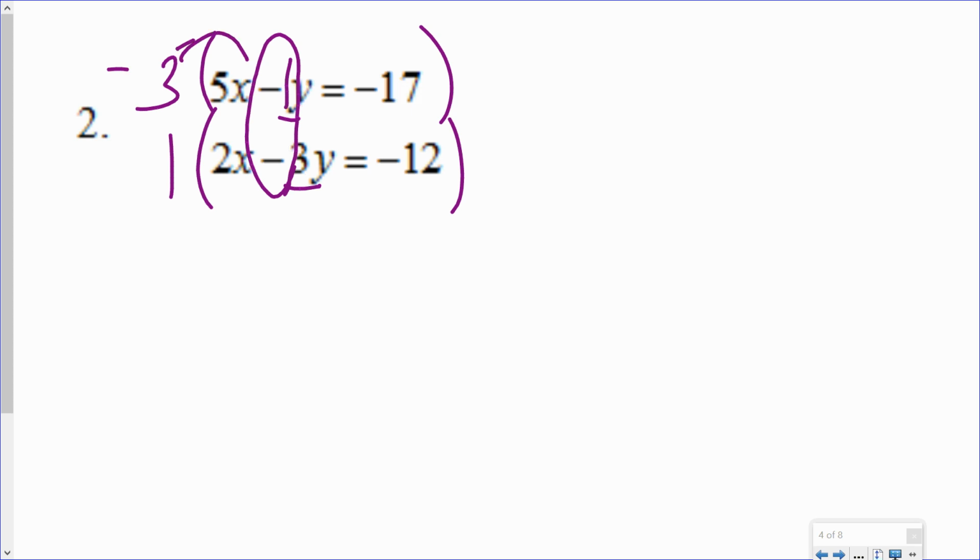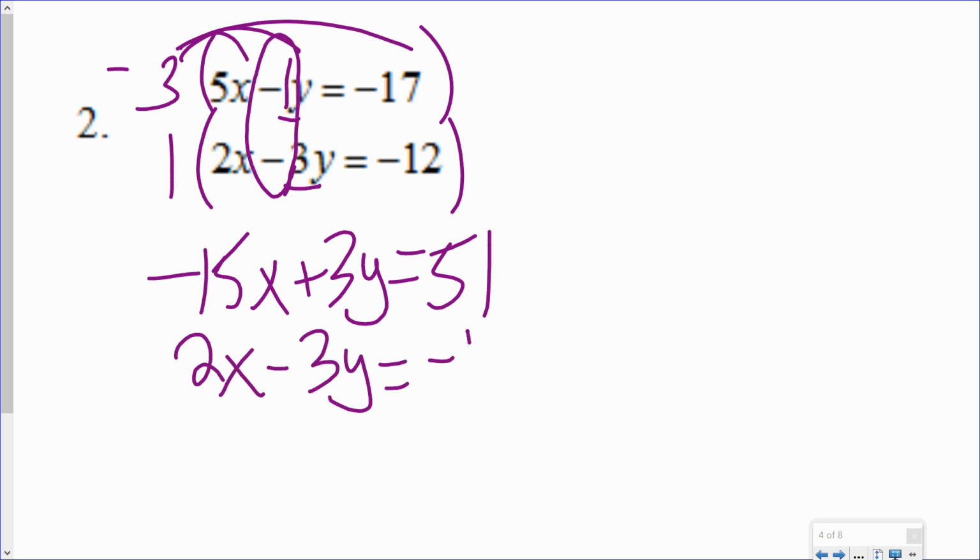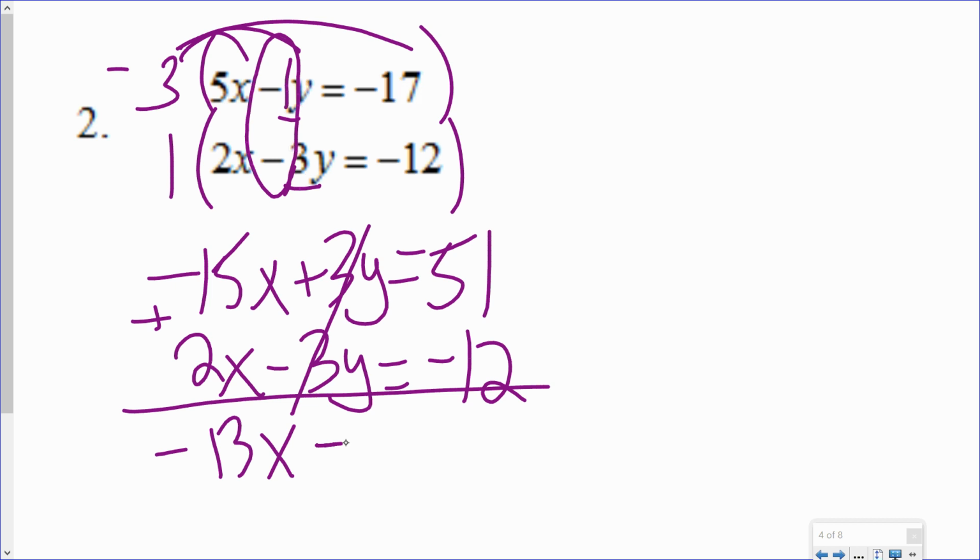I can't make them both negative, because then they'll have the same sign again. So I multiply everything through. Negative 15x plus 3y equals 51. I like multiplying by just 1 because nothing changes. I don't have to think about it at all. I'm just essentially rewriting it. I add them together. Negative 13x, the y's cancel, equals negative 63.